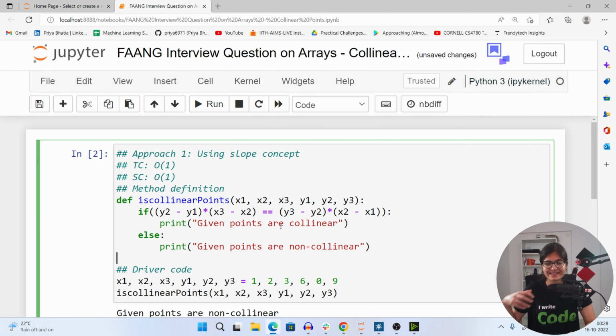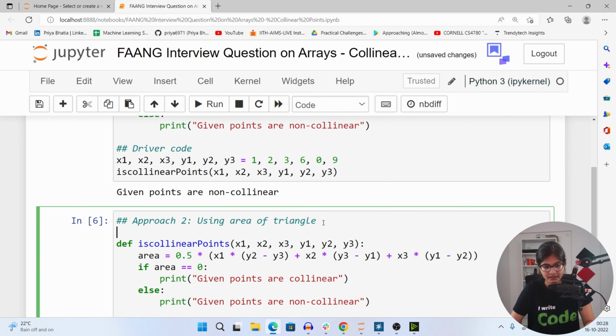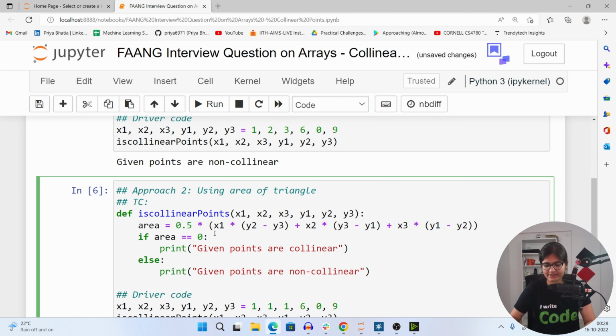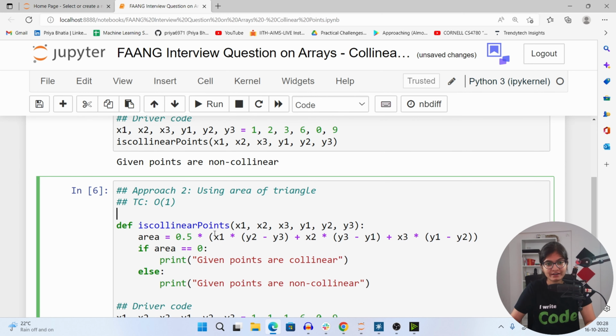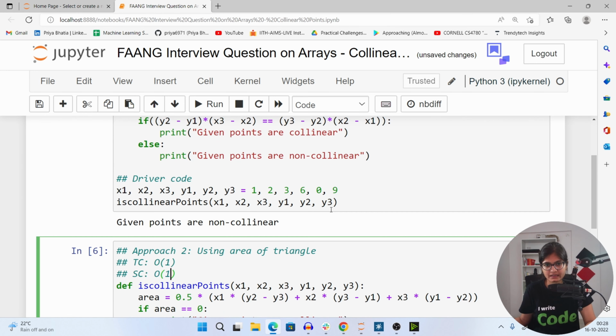So these are the two basic and well-optimized approaches that you can talk about if someone asks you this question in an interview. And let me tell you, this question is asked at Google. If I talk about the time complexity again, I'm just calculating the area itself, so it will be big O of 1. Similarly, the space complexity will be big O of 1 only, because we are not using any sort of extra space.